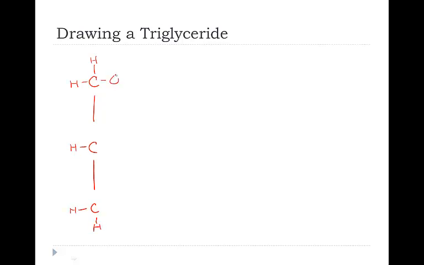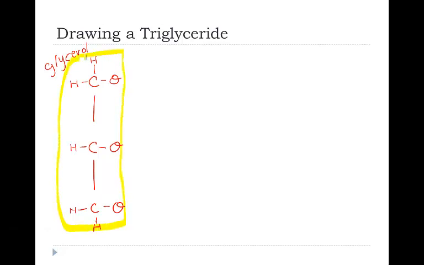We're only going to draw the component of the glycerol molecule that is then bonded onto the fatty acid tails. You can draw glycerol separately, but these oxygens would have a hydrogen attached, making a hydroxyl group if we were to draw the glycerol independently. So this is glycerol. And let's highlight that to illustrate. So this is our glycerol component of our triglyceride.